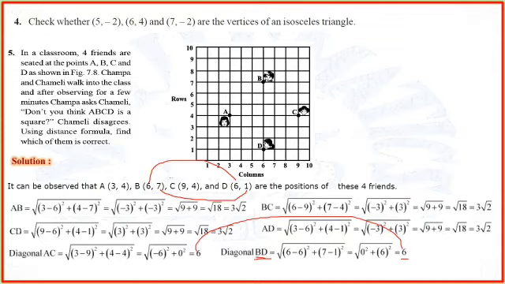All the four sides are equal. Hence ABCD forms a square. That means what Champa says, don't you think ABCD is a square? So that means she is right and Chameli is wrong. So Champa was correct. So that's all for this question. This is the application of the distance formula in a real life situation. We are moving towards the next question.